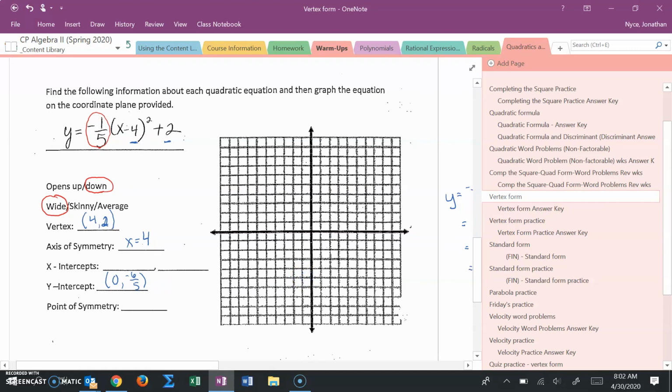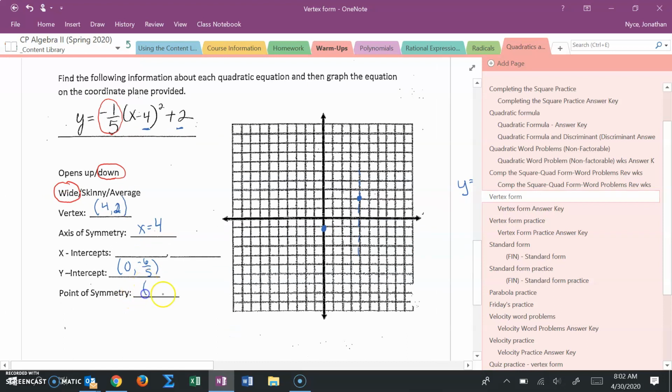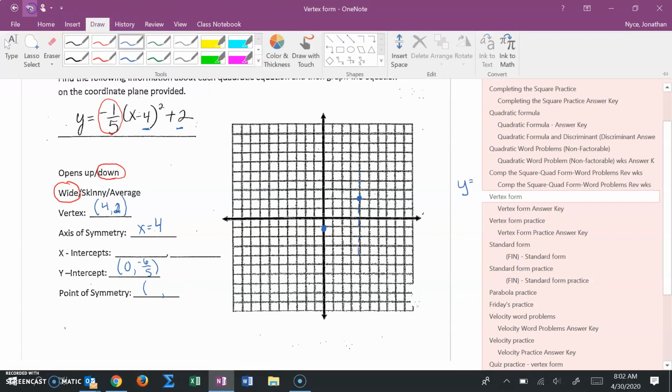And at this point, remember, we're going to graph everything we have. So we have a vertex at (4, 2). We have an axis of symmetry at x equals 4. And a y-intercept of (0, negative 6/5), which is about here. Now for that point of symmetry, that's going to be on the other side of our axis of symmetry. Actually, I'll use a different color.